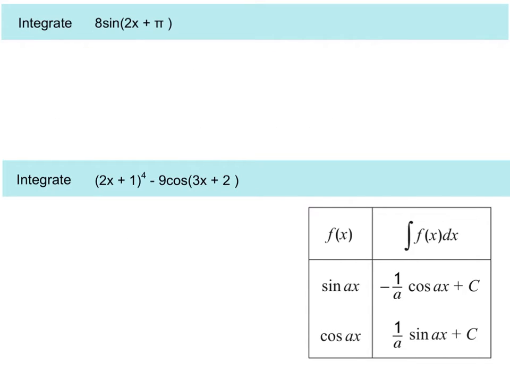Now, the table shows us how to deal with a coefficient of x, and in these 2 questions here, x has got a coefficient in each case. I'm also going to show you how to deal with this plus pi, this plus 2, which isn't really mentioned here. I want to integrate 8 sine of (2x plus pi) with respect to x.